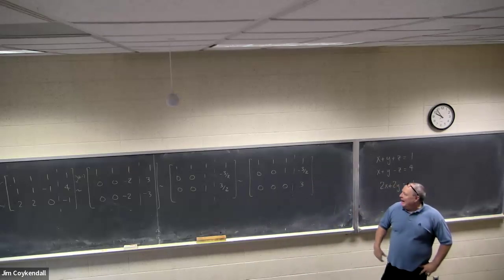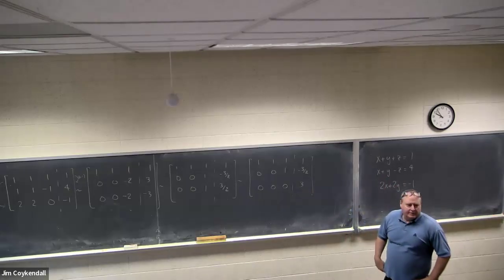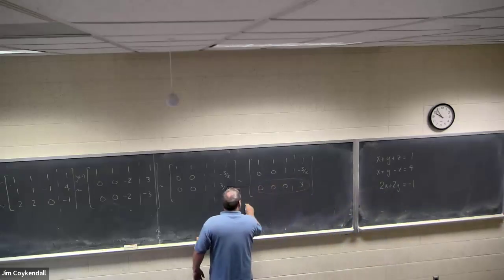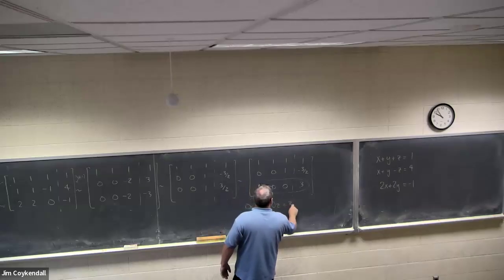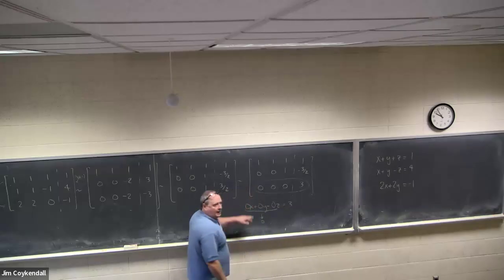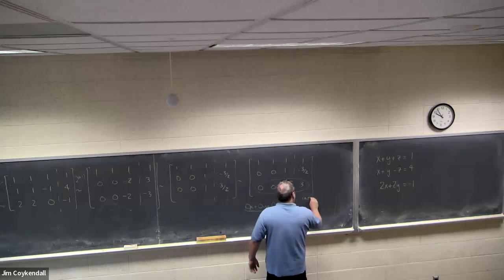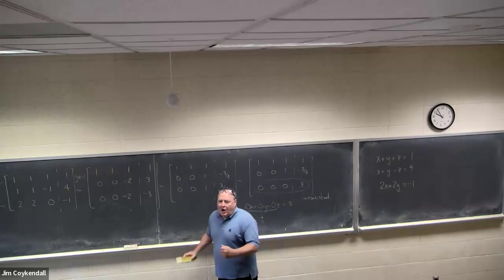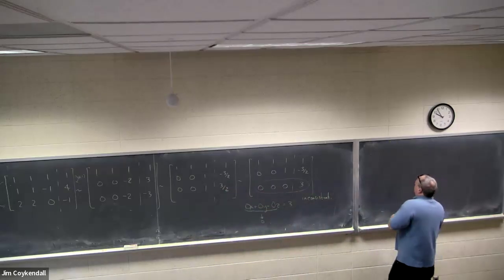Can somebody interpret that last row of the matrix? Yeah, that's right. This last one right here is 0x plus 0y plus 0z equals 3. But this has to be 0. This is inconsistent. And in fact, this always works. Let me make that more precise.